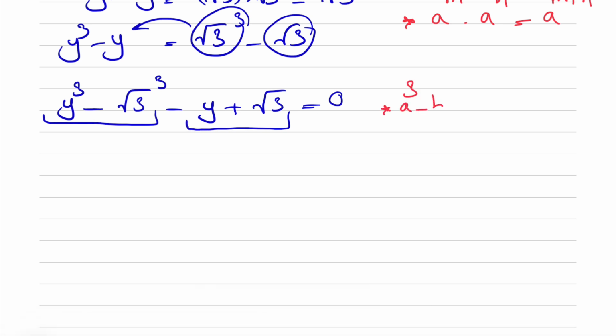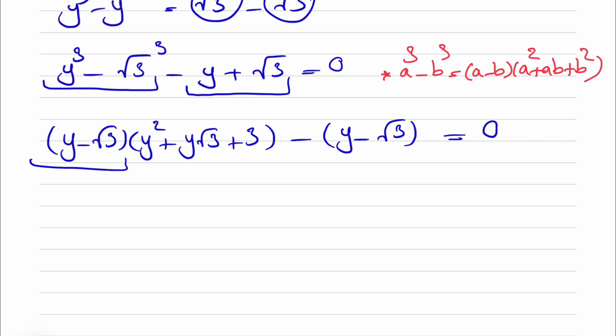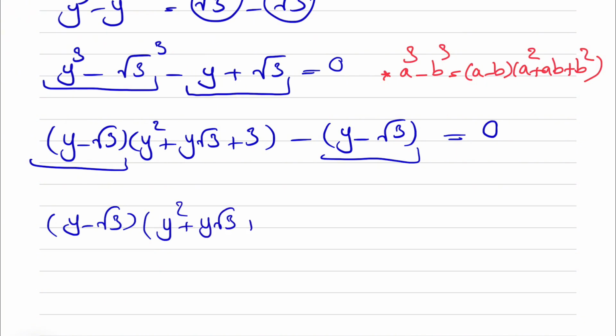We know a cubed minus b cubed is equal to a minus b times a squared plus ab plus b squared. So from the first one, we have y minus the square root of 3 times y squared plus y square root of 3 plus the square root of 3 to the power of 2, which is 3. And we're going to factor the minus 1 in the second one, which will be y minus the square root of 3 is equal to 0. Now we can see the common factor in here. So we can factor y minus the square root of 3 in here. And we have y squared plus y square root of 3 plus 3 minus 1 is equal to 0.